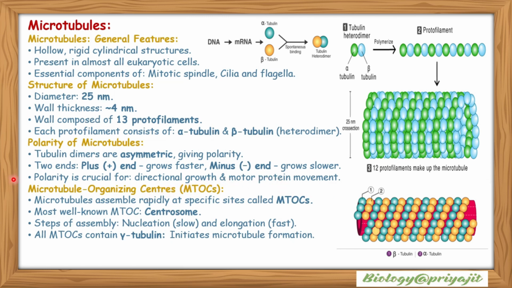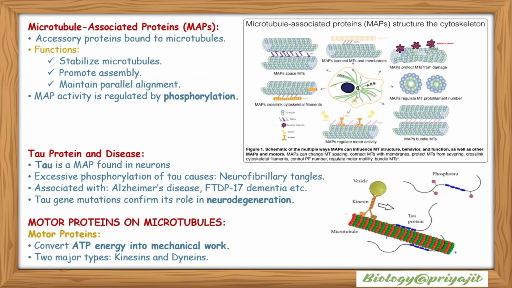Microtubule organizing center. Microtubules assemble rapidly at specific sites called MTOCs. The most well-known MTOC is the centrosome. Steps of assembly: nucleation, which occurs slowly, and elongation, which occurs fast. All MTOCs contain gamma tubulin. It initiates microtubule formation. Microtubule associated protein, or MAP.